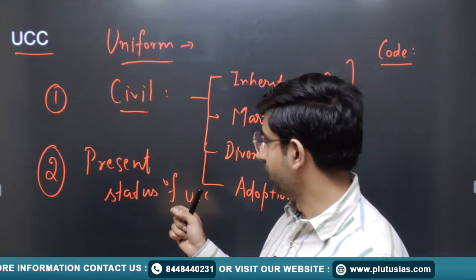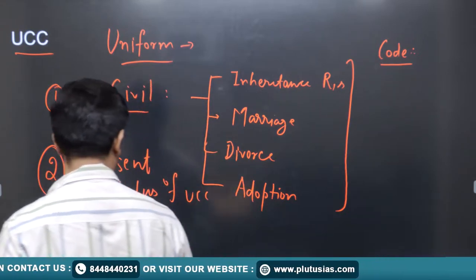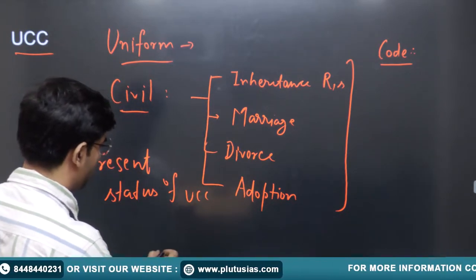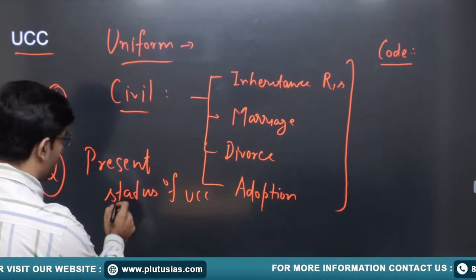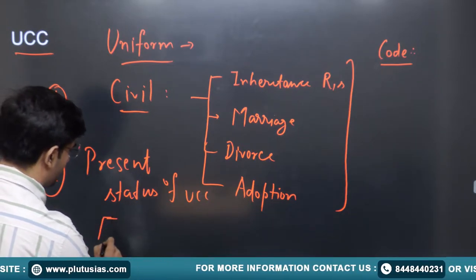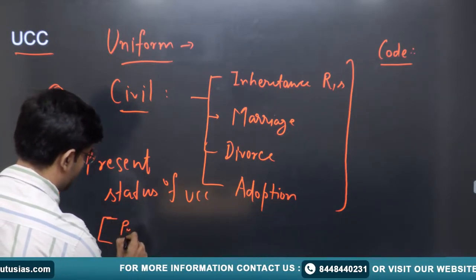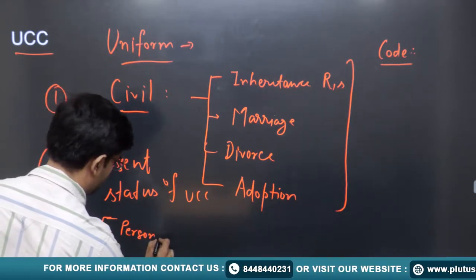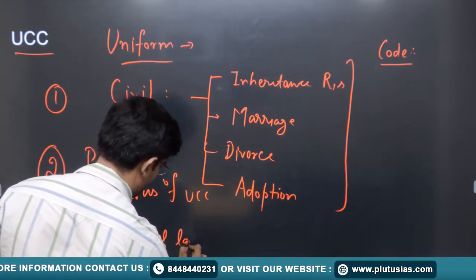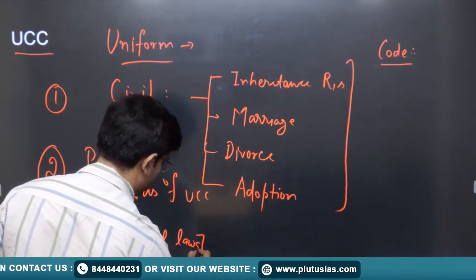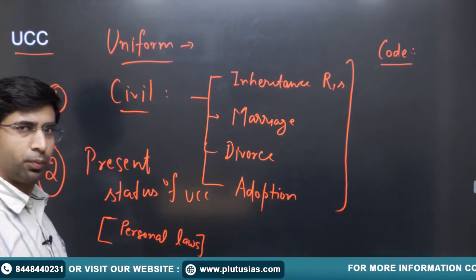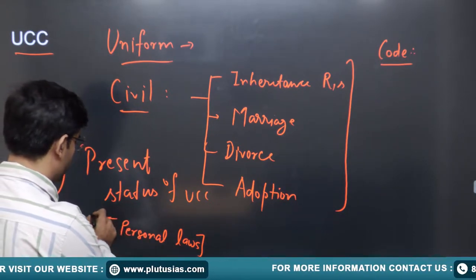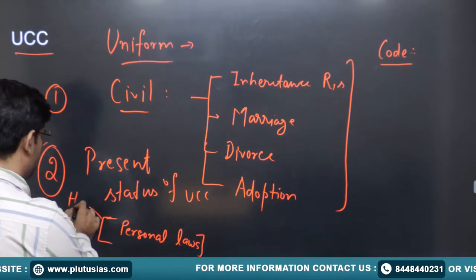Along with that, you will be writing, and you can show creativity in your answer. How can you show creativity? Here you can start with personal laws. You can use a hub and spoke model here. In the hub and spoke, start writing Hindu Marriage Act.